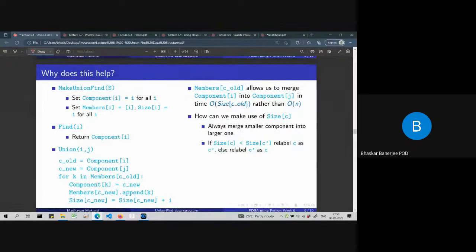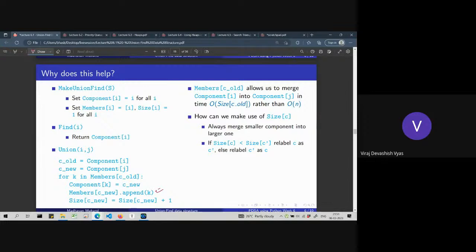In this code where we are appending k, my doubt is, shouldn't we delete members of C old after we do it? Because I'm not going to use it again. And even the size of I, shouldn't we delete that as well after the loop? Wouldn't that increase the space complexity of the algorithm?